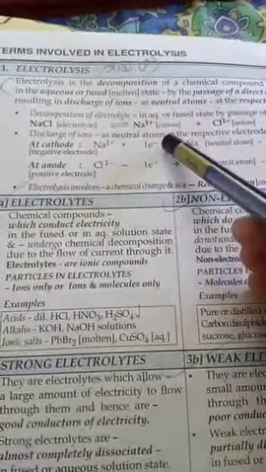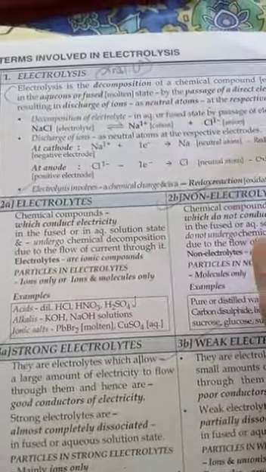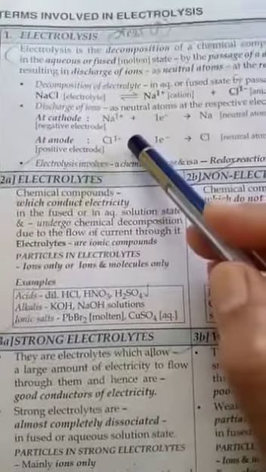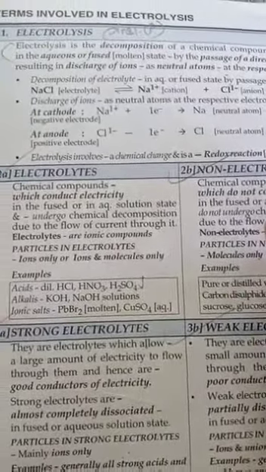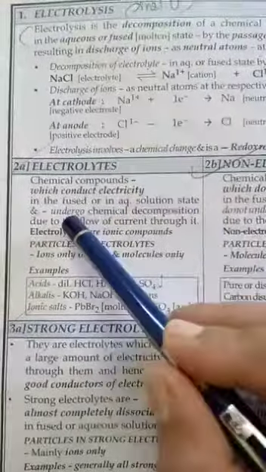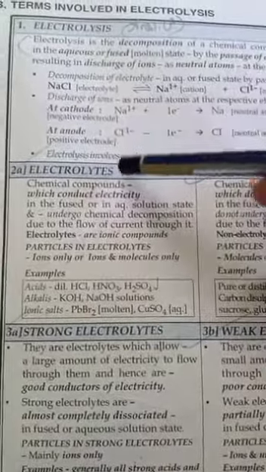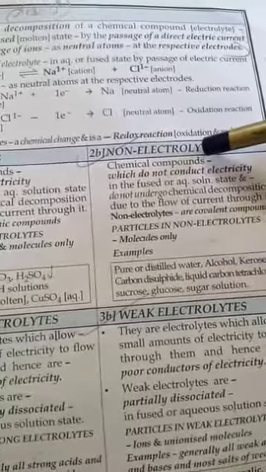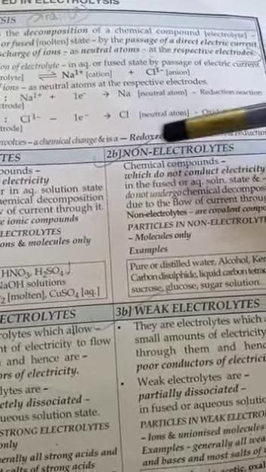So when electricity is passed in the molten state or dissolved form, the compound dissociates, and it conducts electricity. But remember, not all compounds conduct electricity in their molten state or aqueous form. Those compounds which conduct electricity in their fused or aqueous solution are known as electrolytes. And those compounds which do not conduct electricity in their aqueous solution or in the fused form are known as non-electrolytes.